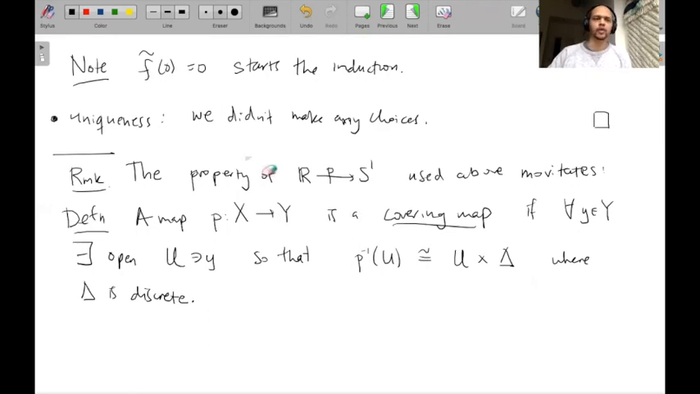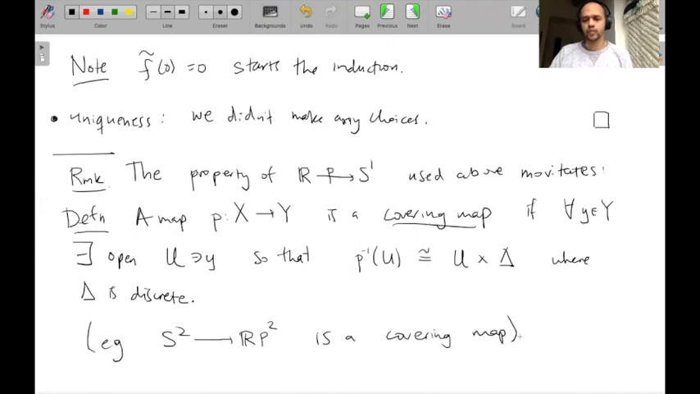We might discuss this a little later in the course. For example, the quotient map from the two sphere to RP2 is a covering map. So actually, we've seen a lot of covering maps in the course already, but that might be a later topic.